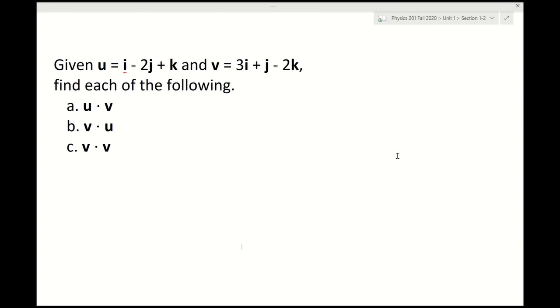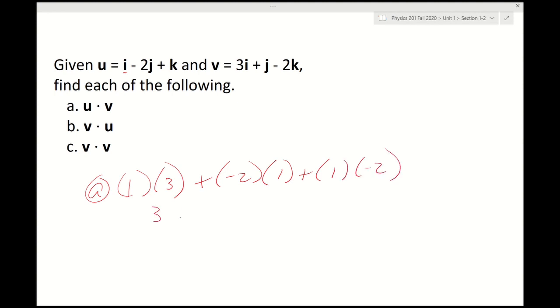So this one I'm going to work through A, and you can work through B and C. If you have any questions, you can ask in class or email me. Alright, for U and V, U dot V is then going to be 1 times 3 plus a negative 2 times 1 plus 1 times negative 2. So that's 3 plus negative 2 plus negative 2, which is going to give me a negative 1. So I'll leave B and C for you to practice on.